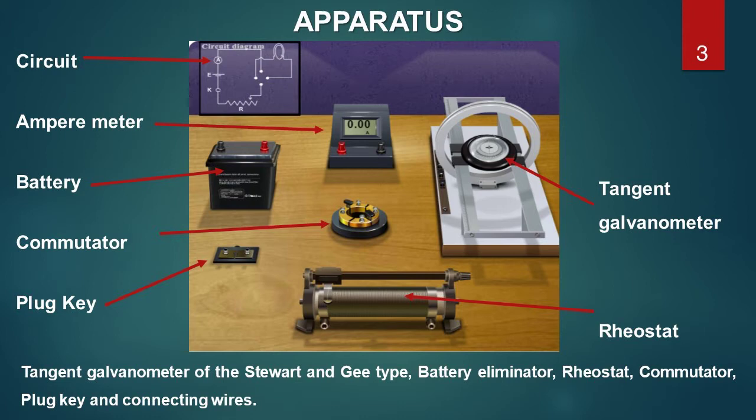The rheostat is an electrical instrument used to control a current by varying the resistance. Another component is the commutator. The purpose of the commutator is to allow the current to be reversed only in the coil while flowing in the same direction in the rest of the circuit.